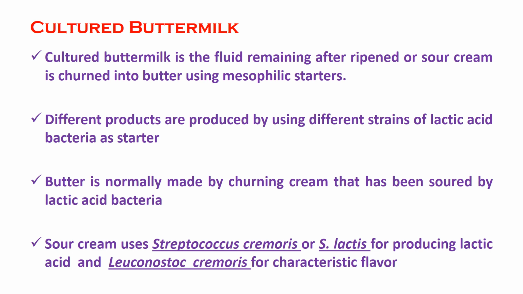So sour cream uses different kinds of cultures like Streptococcus cremoris or Streptococcus lactis for producing lactic acid, and Leuconostoc cremoris for characteristic flavor. So these are some of the cultures used for fermenting the cream before churning. So cultured buttermilk means when the starter culture is specifically added to the cream before making the butter by churning, and the byproduct liquid we get is the cultured buttermilk.